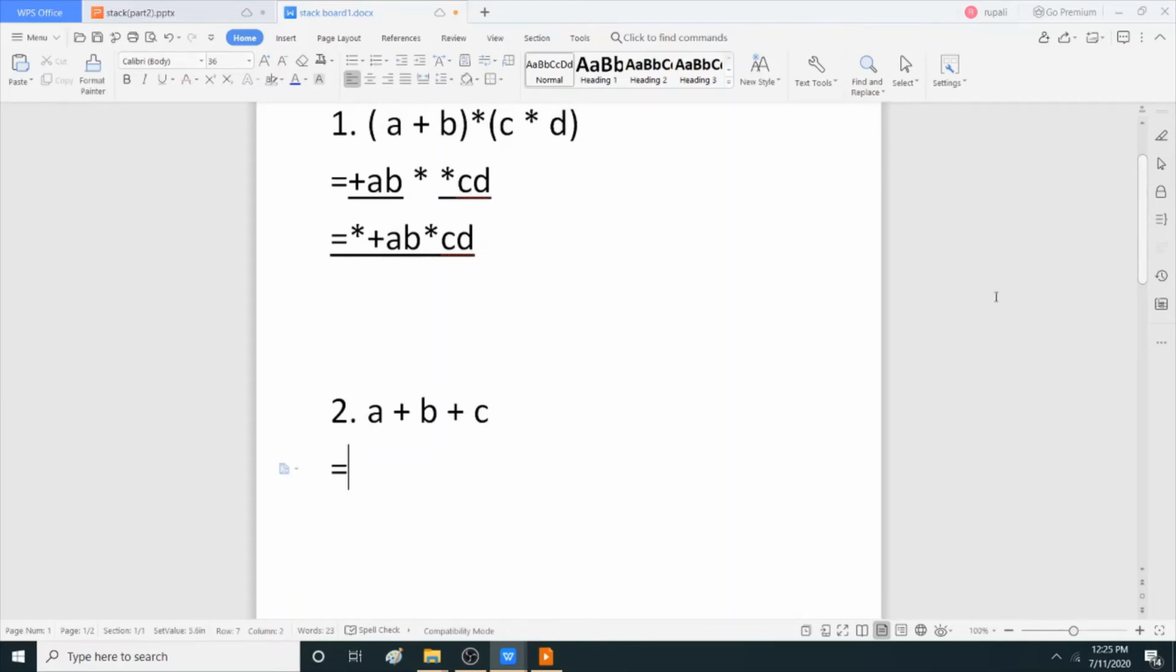A plus B plus C, because both are plus, we start from the left hand side, so A plus B becomes plus AB, underline this, then plus C.